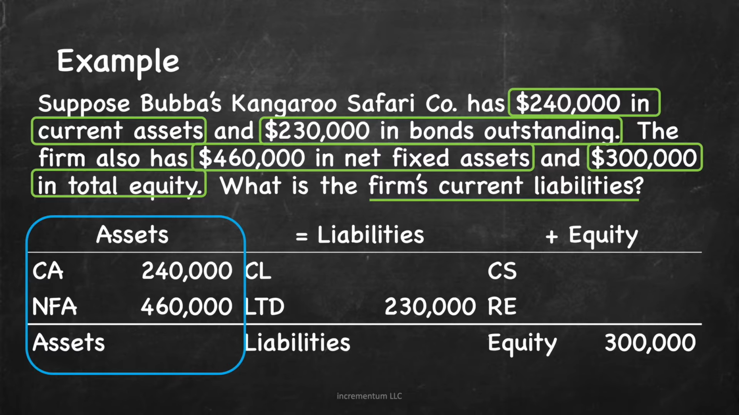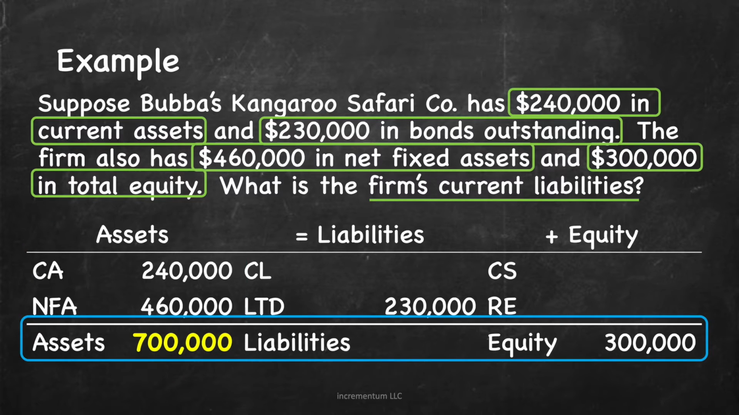We'll start over on the assets side because we know that current assets plus net fixed assets gives us total assets. So $240,000 plus $460,000 gives us $700,000 in total assets. Now you may be able to see that you have an equation at the bottom of your balance sheet. You have assets equals liabilities plus equity. We have assets and we have equity, so we can solve for liabilities.